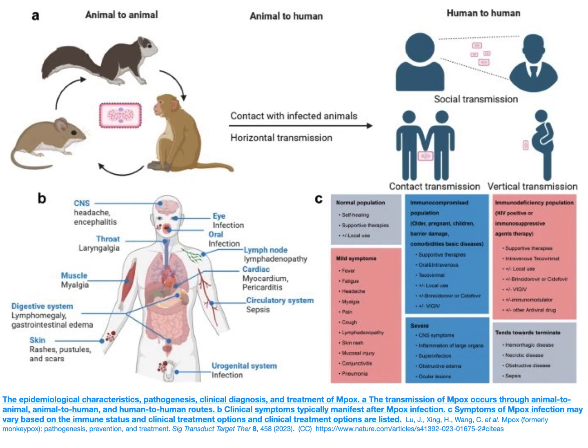The epidemiological characteristics, pathogenesis, clinical diagnosis, and treatment of M-pox. A. Transmission of M-pox occurs through animal to animal, animal to human, and human to human routes. B. Clinical symptoms typically manifest after M-pox infection. C. Symptoms of M-pox infection may vary based on the immune status, and clinical treatment options are listed.